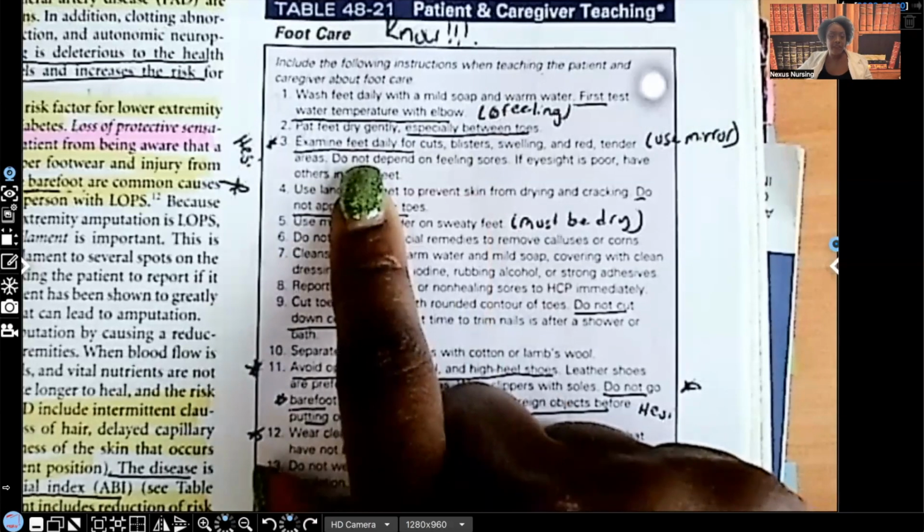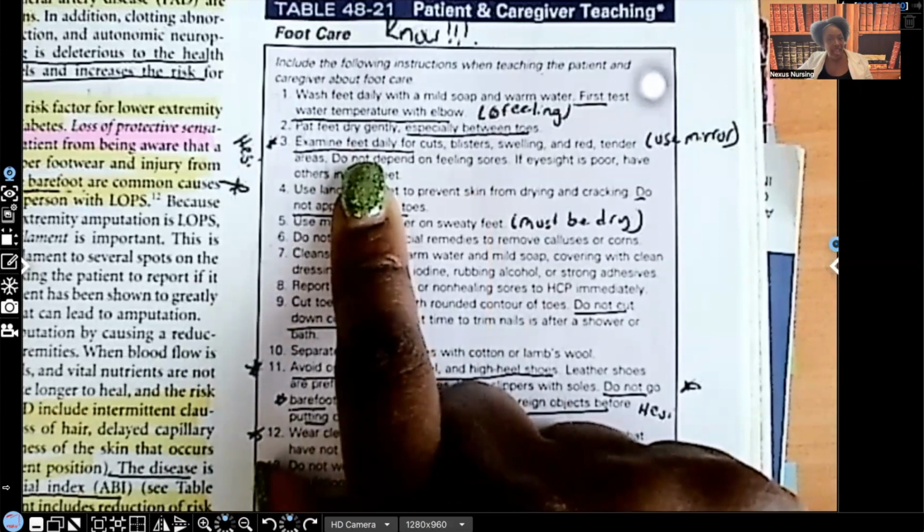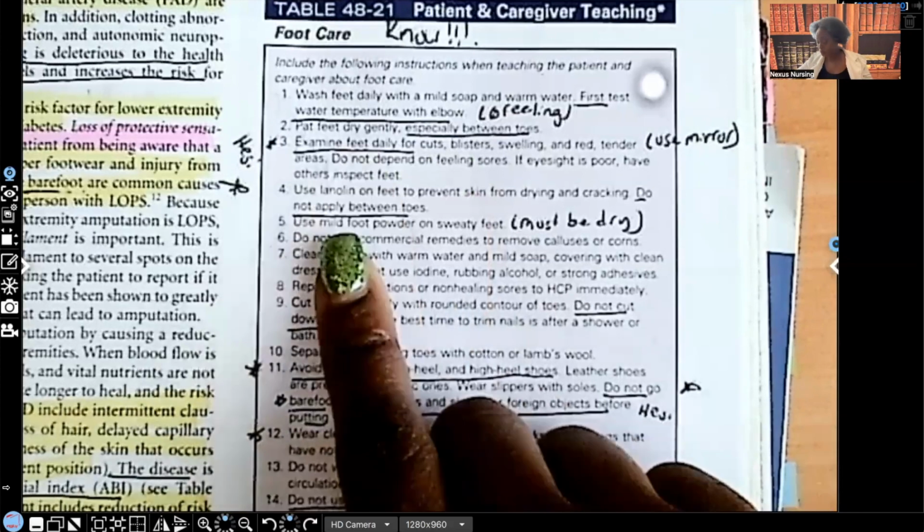Teach them to examine the feet. How often? Daily. How many times have we seen this? At least 5 times every single day. And if they can't do it, use a mirror or have somebody do it for them.